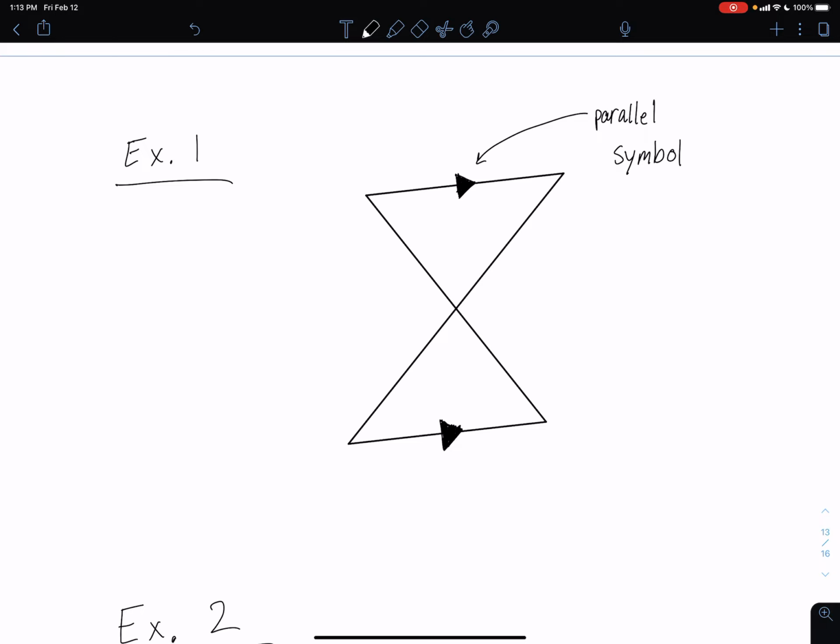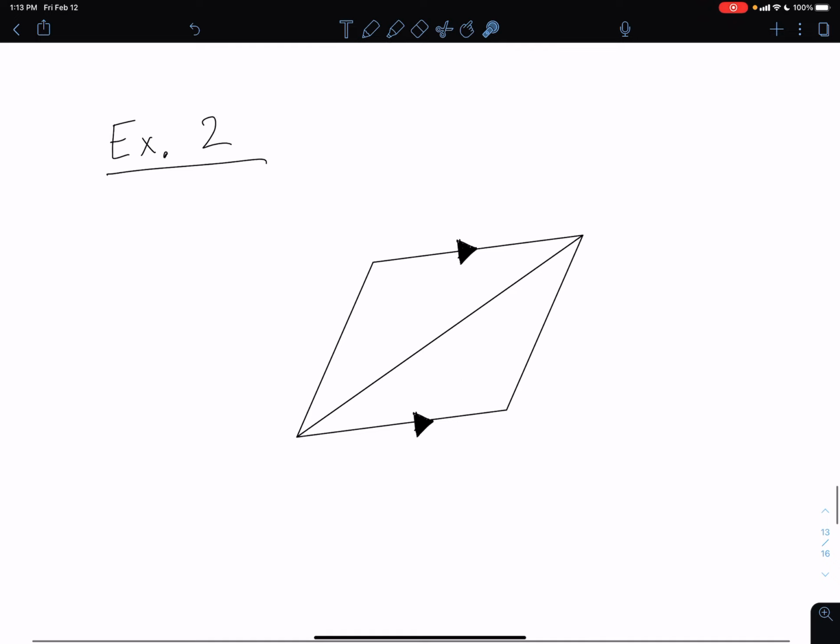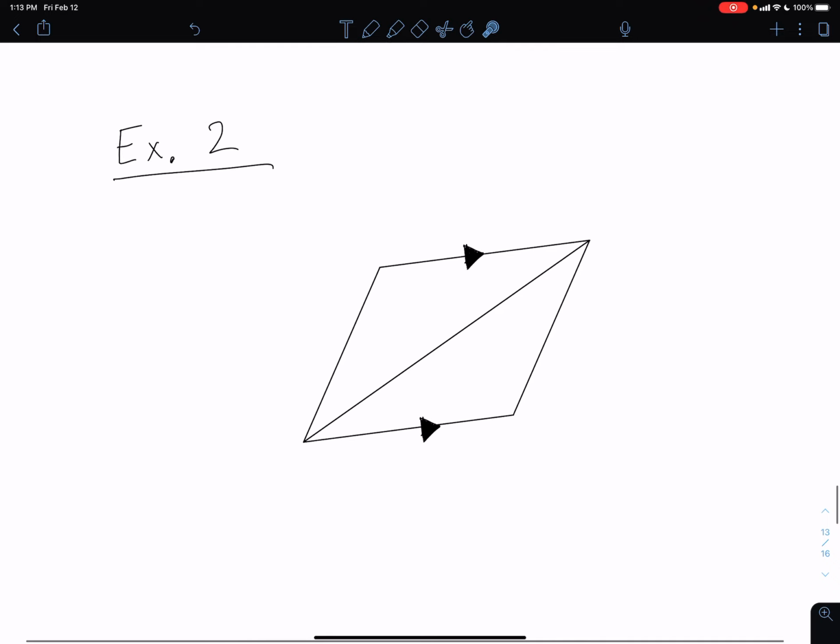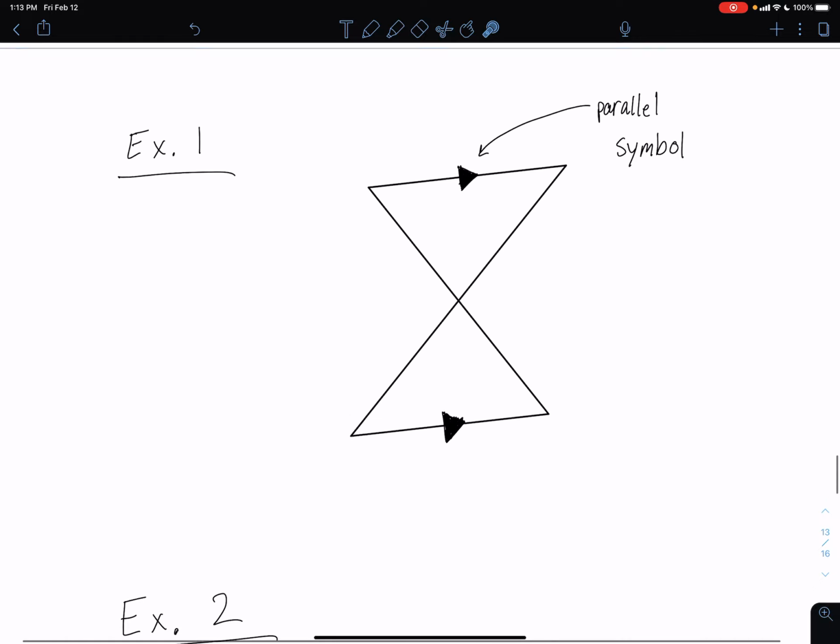Example one is kind of this setup right here. And you can see I've marked the parallel symbol in the top and in the bottom, right? Parallel symbol, parallel symbol. And then we have an example two, kind of looks like a parallelogram shape. So we have a parallel symbol and a parallel symbol. So let's talk about what happens in each of those.